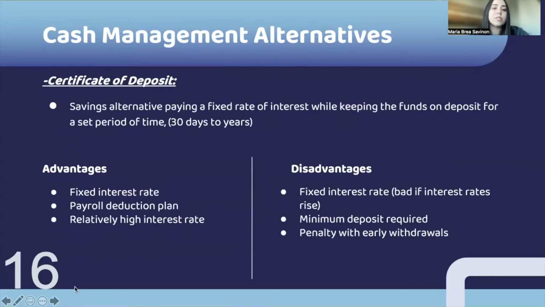Then we have certificates of deposit. Here, the savings alternative pays a fixed rate of interest while keeping the funds on deposit for a set period of time. This can be from 30 days to 2 years. Advantages are that you have a fixed interest rate, a payroll deduction plan, which can be convenient, and relatively high interest rates. However, if the fixed interest rate is low and market rates rise, it is bad. Also, you have a minimum deposit required and a penalty for early withdrawals. The longer you hold this type of alternative, the higher the interest rates you will have.